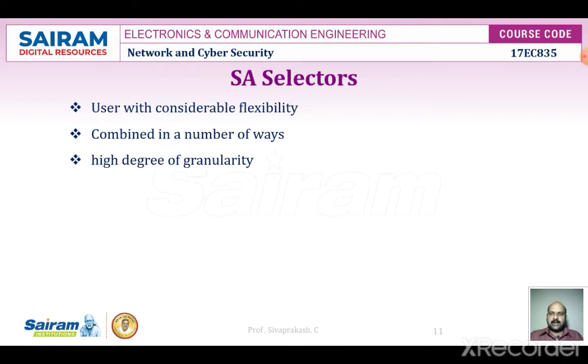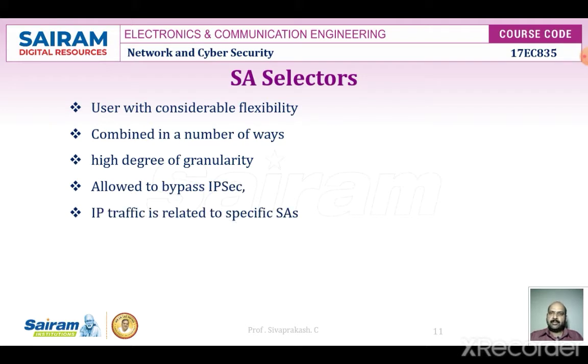IP security provides a high degree of granularity in discriminating between the traffic that is afforded IP protection and traffic that is allowed to bypass IP security. As well, the IP traffic is going to be related to a specific security association, and there is no SA in the case of traffic allowed to bypass IP security, which is going to be in the nominal security policy database.